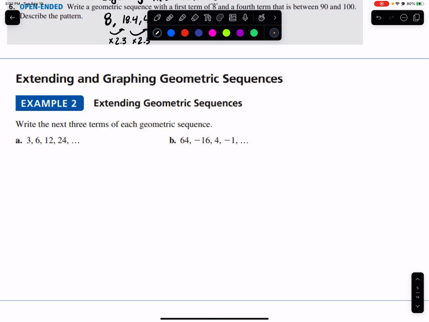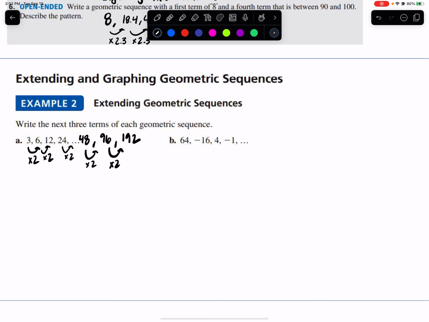Example 2. Extending and graphing geometric sequences. So extending a geometric sequence is just like arithmetic, except now you're finding your common ratio and multiplying by that. So for example 2a, to find my common ratio, 3 times what is 6? And we know that's 2. So I'm just going to keep following that pattern. So 24 times 2 is 48, times 2 is 96, times 2 is 192. So those are the next 3 terms.